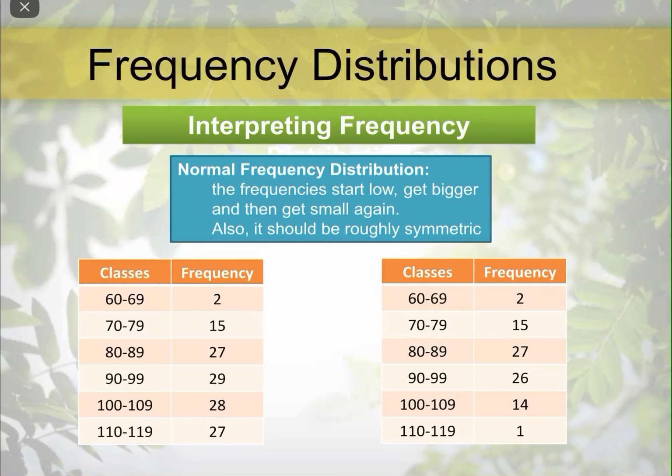However, the one on the left starts much smaller than it ends up. It starts small, it gets much bigger, and then it doesn't really taper off very much. The one on the right-hand side, however, starts small, grows bigger, and then pretty much goes as small as it started, back down to 1. So we would say that the frequency distribution on the right-hand side is a normal frequency distribution, but the one on the left-hand side is not.